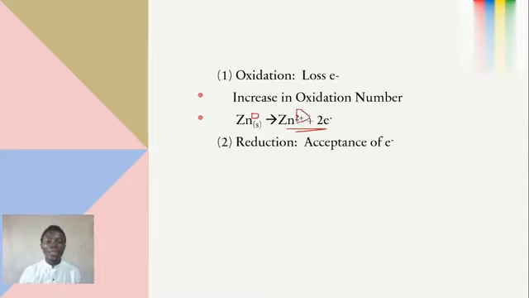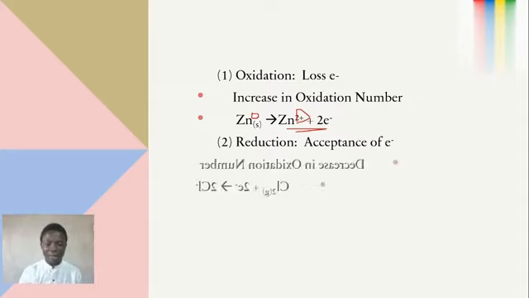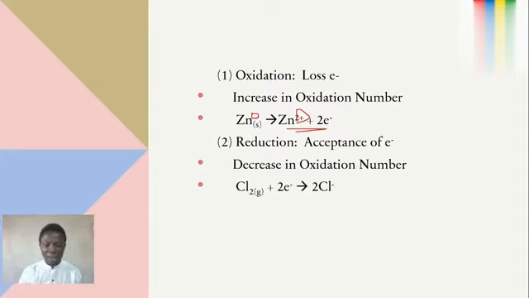Good. Then reduction is acceptance or gain of electron, right? Good. Very good. And that is decrease in oxidation number. Are we following? Good. So this is 0 and then this is -1. There is decrease. Very good. So let's move on to a very good example.